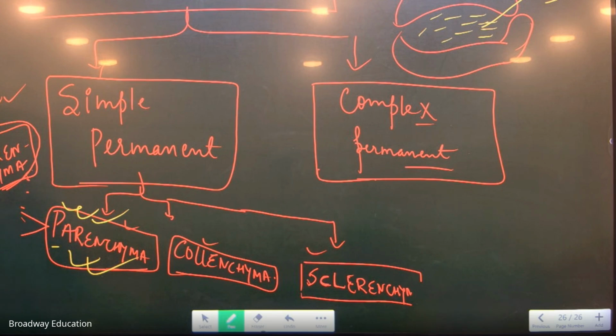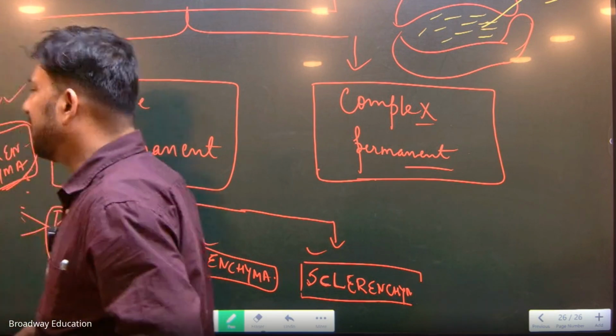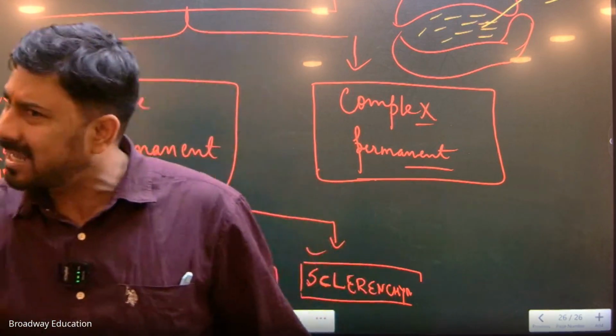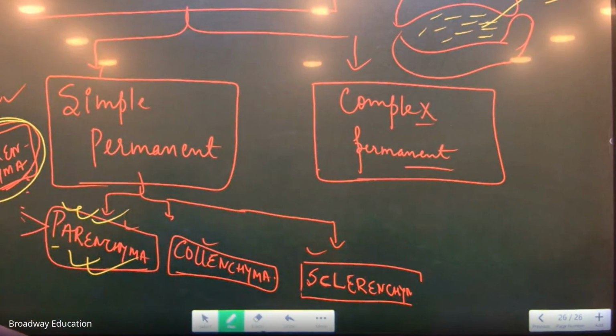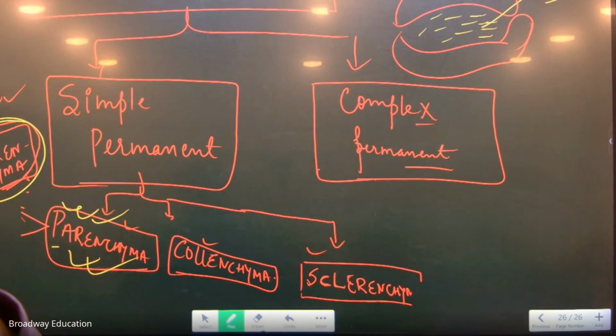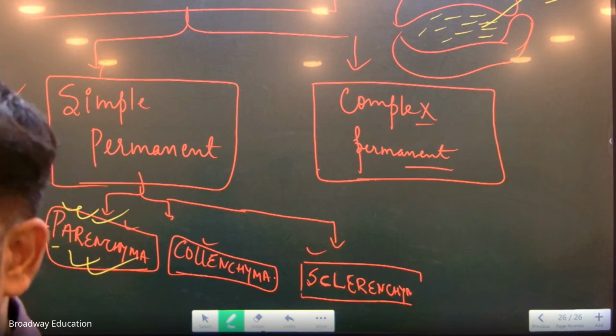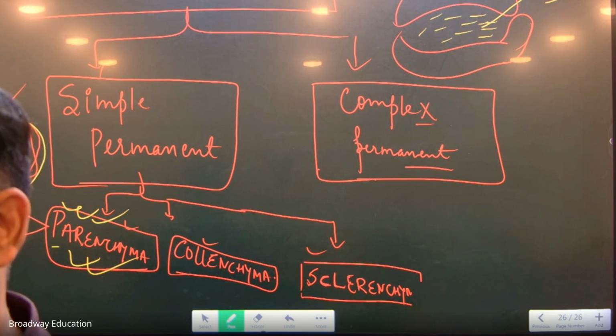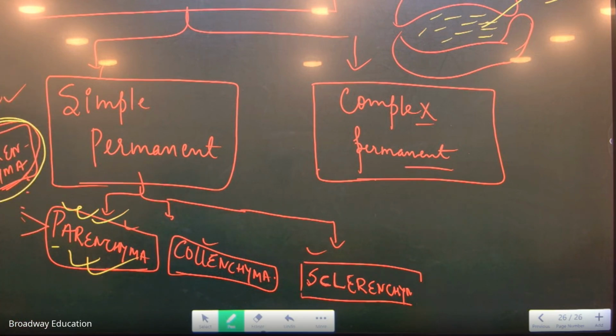What is the responsibility of chlorenchyma? See, chlorenchyma is nothing but a type of parenchyma tissue only. Try to understand this point. But these tissues have a green pigment. That green pigment is called chlorophyll. And when they have chlorophyll, they prepare their own food by performing photosynthesis. Understood? And hence these are called chlorenchyma.